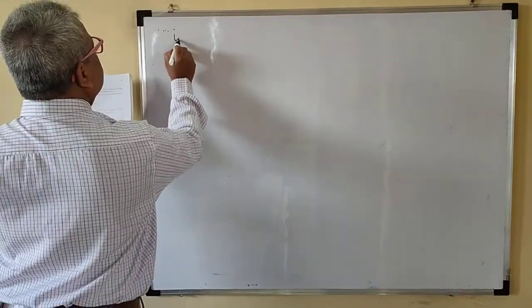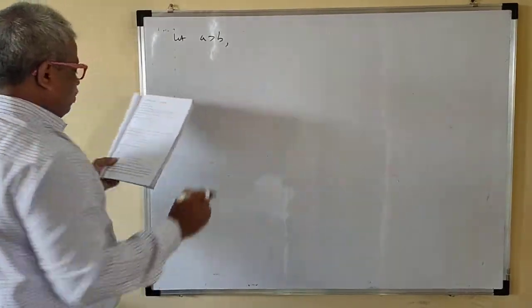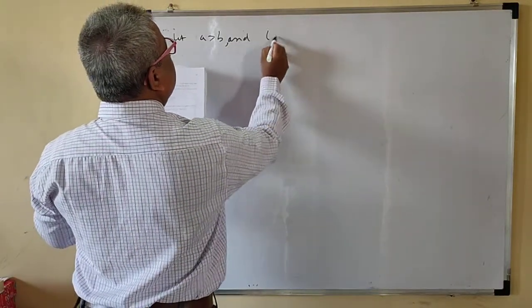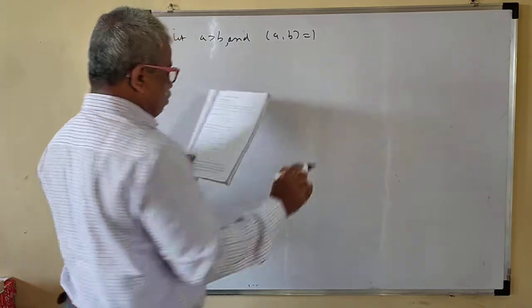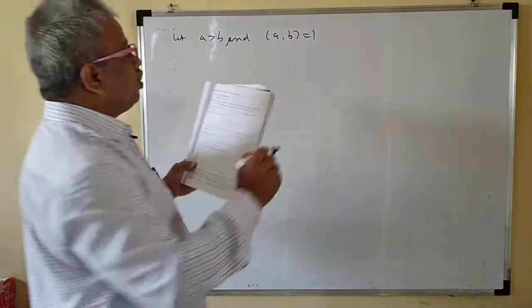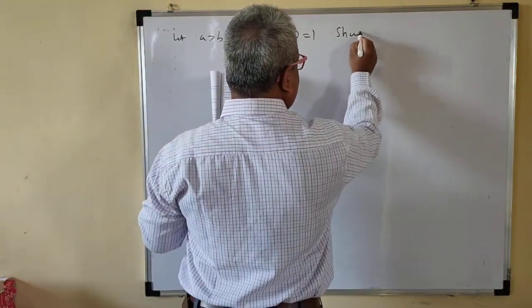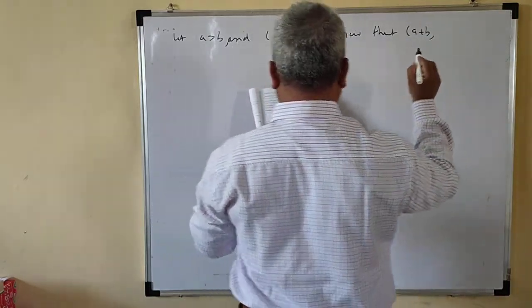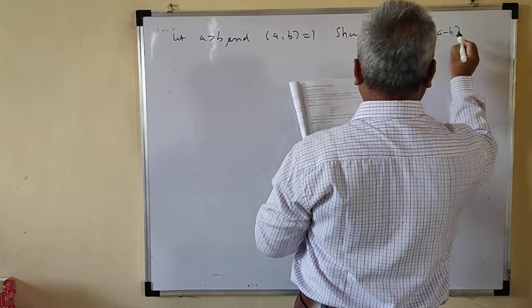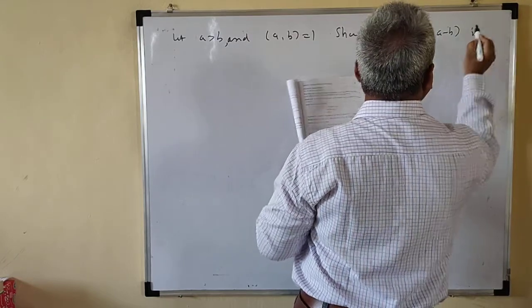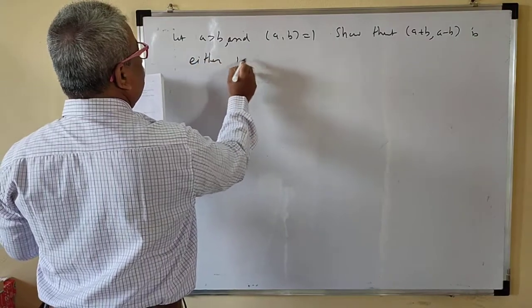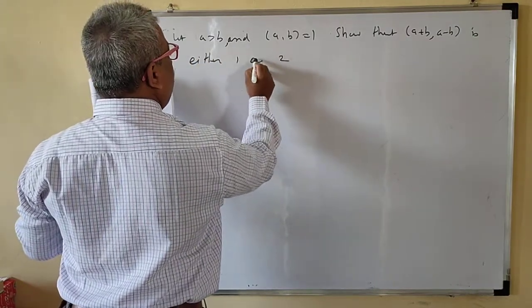Next, let A be greater than B, and GCD of A and B is given, that is, A and B are relatively prime. Show that GCD of A plus B and A minus B is either 1 or 2.